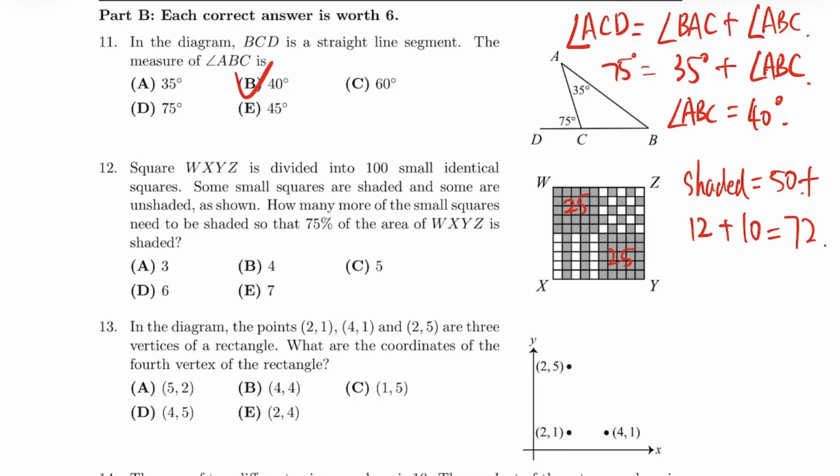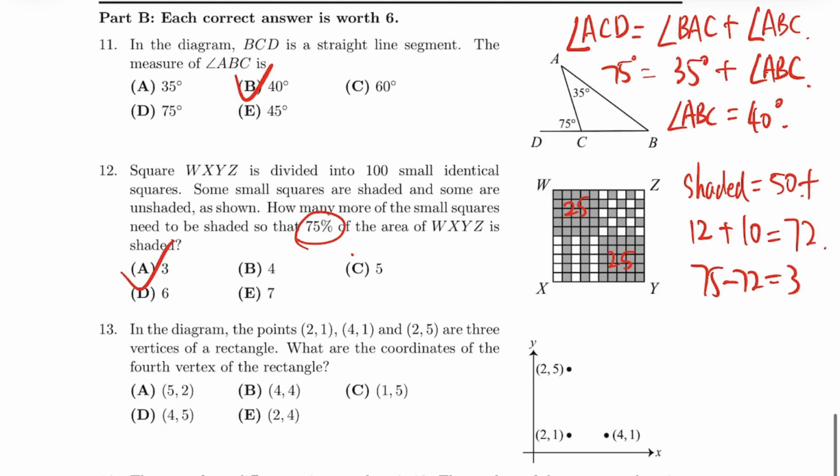Okay, so we want the small squares to be shaded so that 75% of the area is shaded. So we only have left 75 minus 72, which is 3. We need 3 more shaded squares. Answer is A.